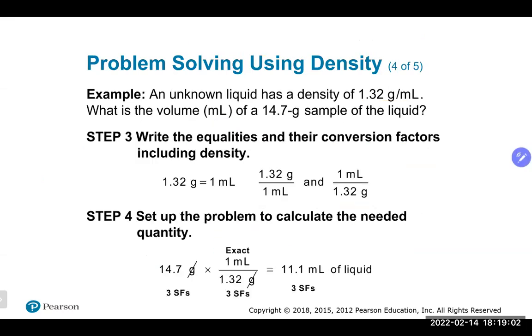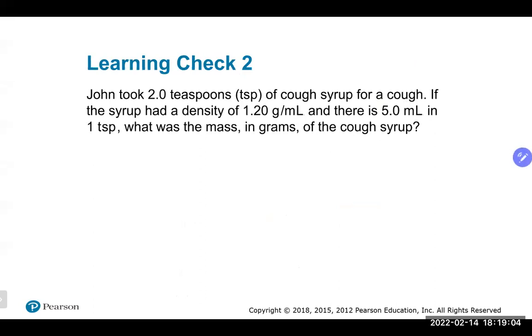All right, we'll go through 5 things here and they agree, so that's good. All right, John took 2 teaspoons of cough syrup for a cough. If the syrup has a density of 1.20 grams per milliliter and there is 5 milliliters in a teaspoon, what is the mass in grams of the cough syrup?